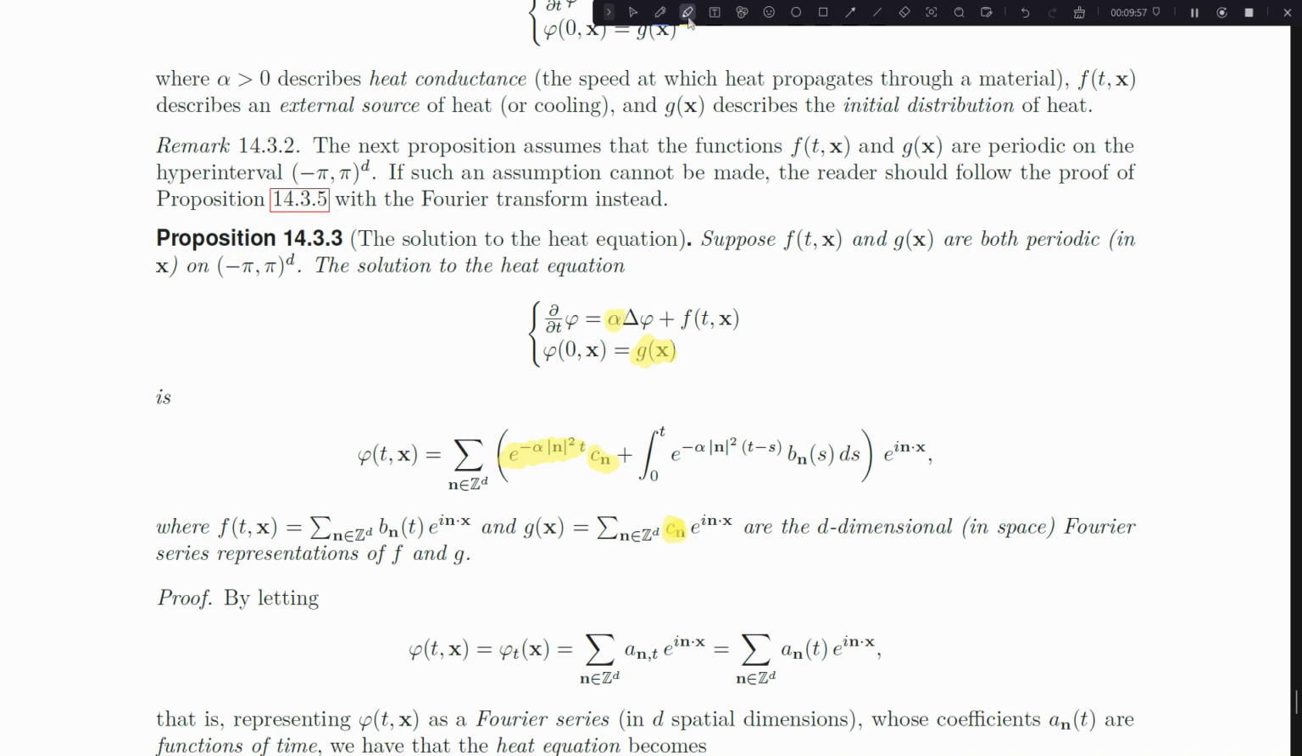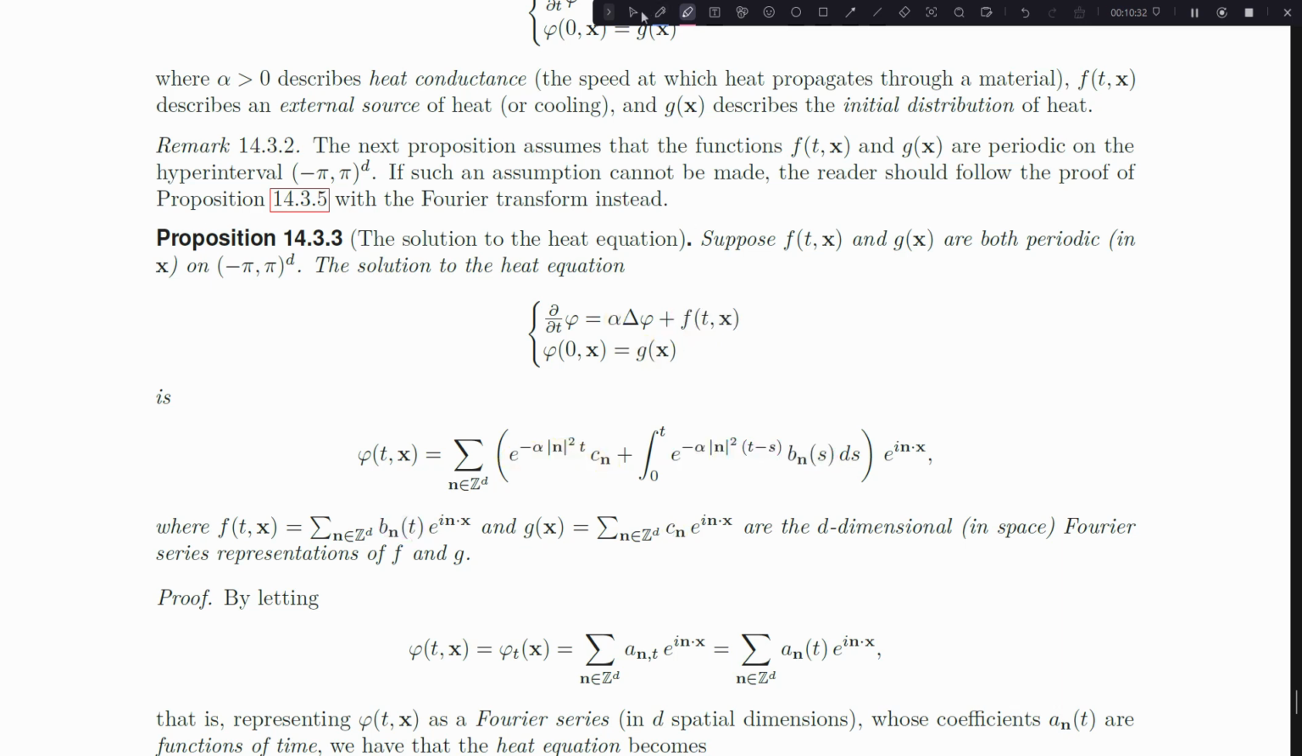And then moreover, we can find the coefficients for f. Those kind of exponentially decay, but we've got a convolution going on here against the time varying coefficients of f, right? So b sub n are those time varying coefficients of f, and they're convolved with that exponential decay function, which is actually a Gaussian function in n, but it's an exponential decay in time. And so that's where you can get the solution to this heat equation.